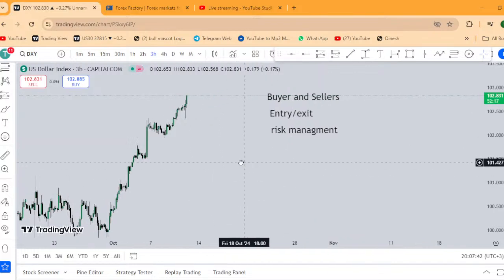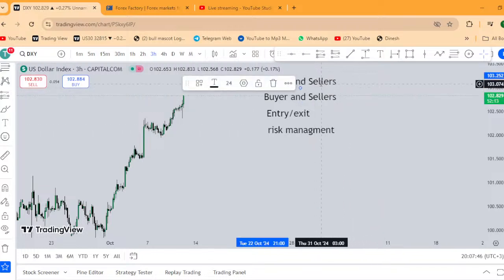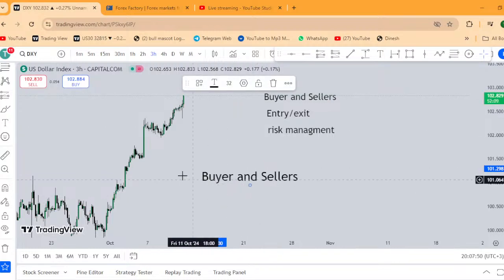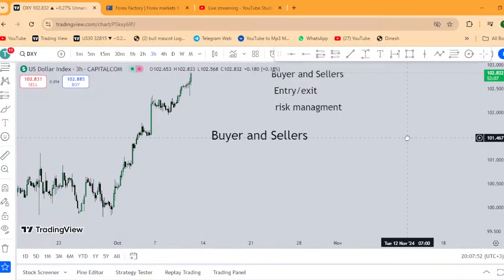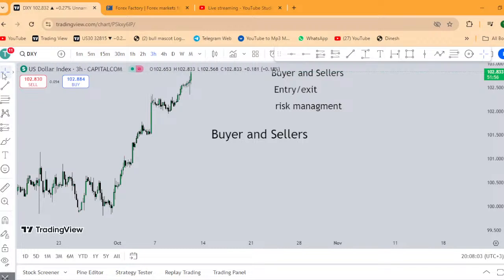So on the line of buyers and sellers, if you go to this portion of buyers and sellers, the way you should identify buyers and sellers varies depending on different strategies.